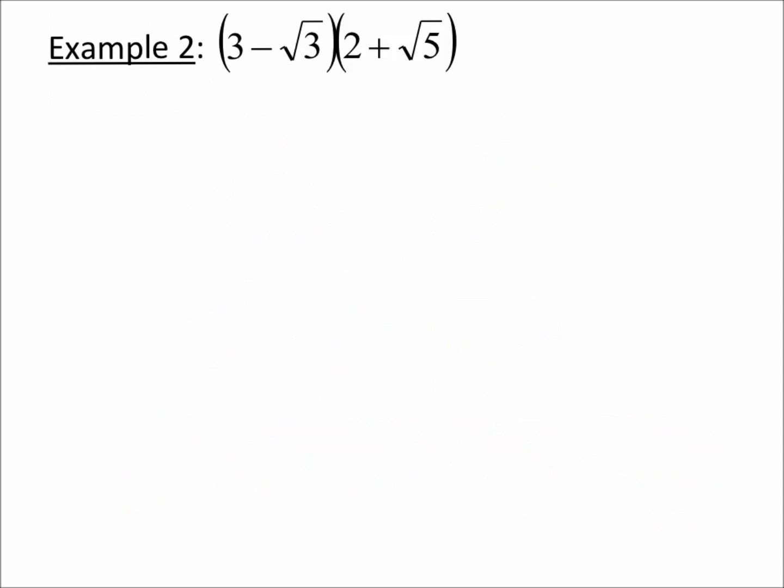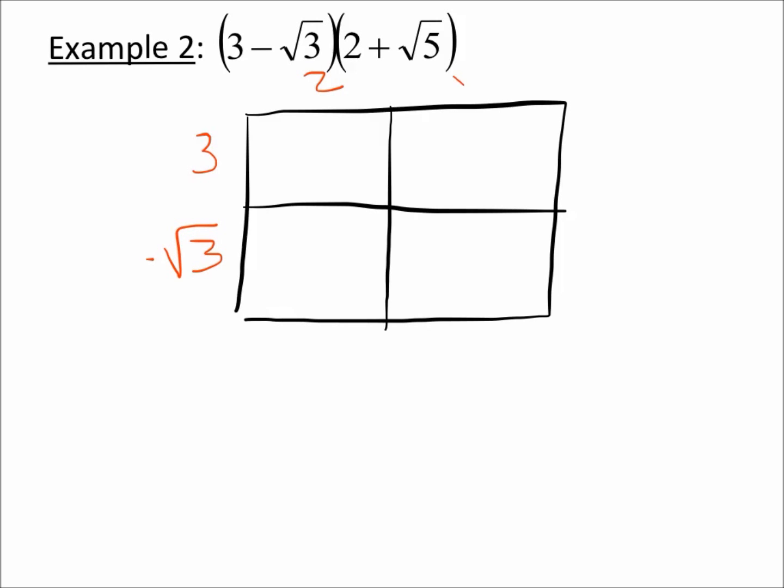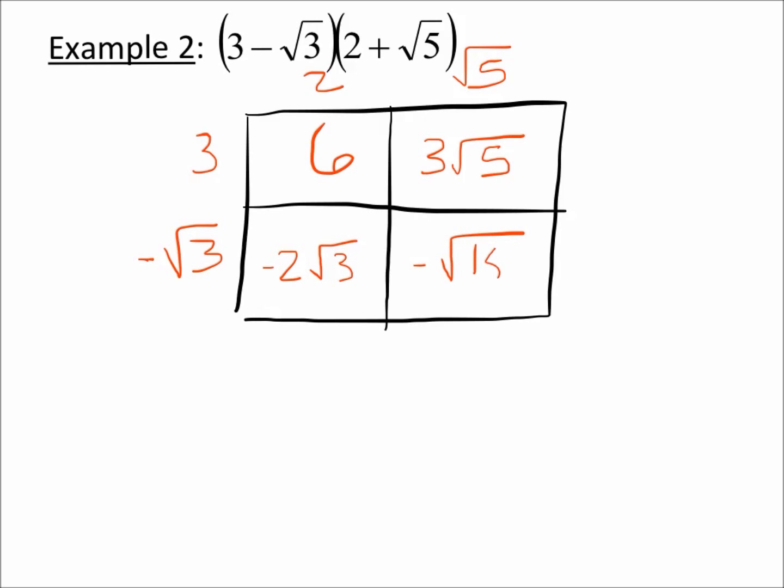Let's see another one. Again, here we're multiplying radical expressions, which means that I'm going to make a box. And along the outside of that box, I write 3 and negative square root of 3 here, 2 and square root of 5. So now it's time for me to multiply on the inside. 3 times 2 is 6. 3 times the square root of 5 is 3 root 5. Negative root 3 times 2 is negative 2 root 3. And square root of 3 times square root of 5, negative square root 15.